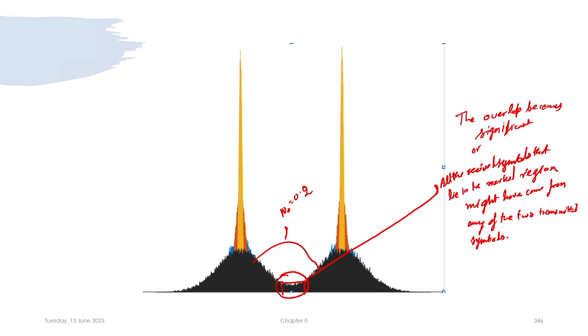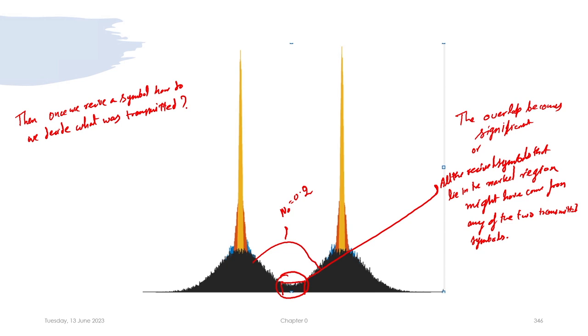So, then the question becomes, once we receive a symbol, how do we decide what was transmitted? This becomes the central question that we will try to answer in this course: how do we decide which symbol was transmitted?